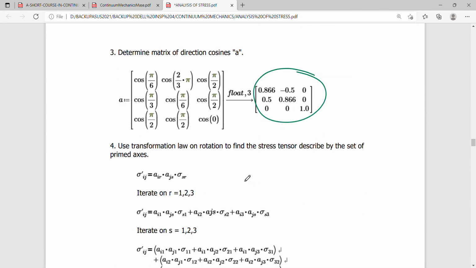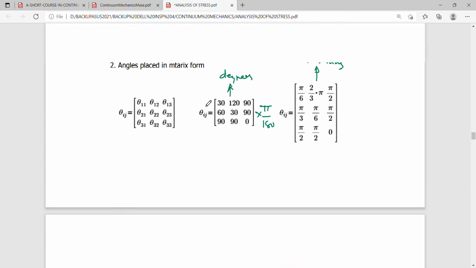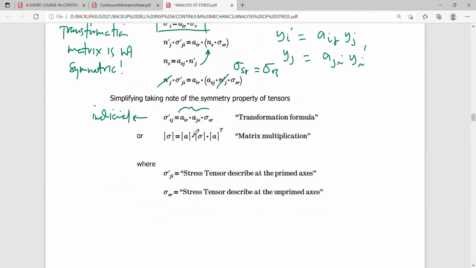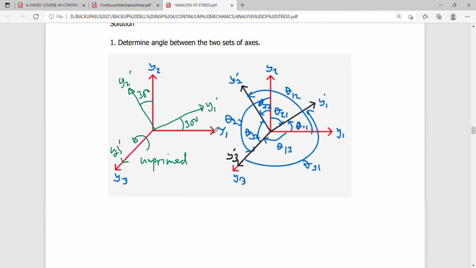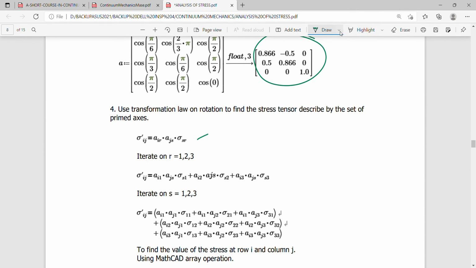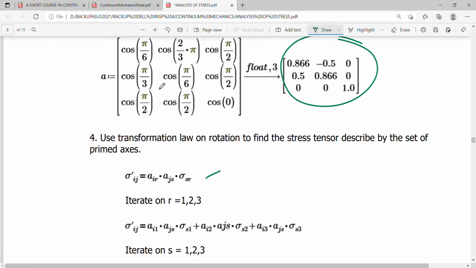And using the transformation law on rotation to find the stress tensor described by the set of the prime axis, we can now come up with this equation, based, of course, on what we have derived a while ago here. So this is sigma prime ij equals a_ir a_js sigma_sr. We can actually take a look into the consistency of such an equation by verifying the indices.